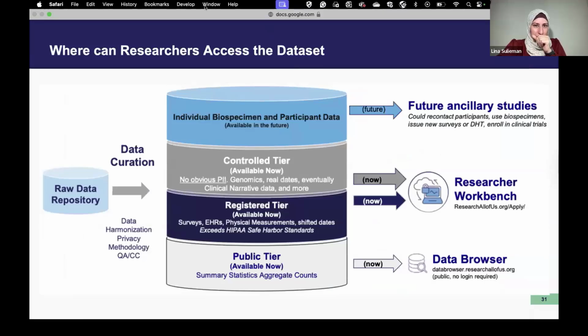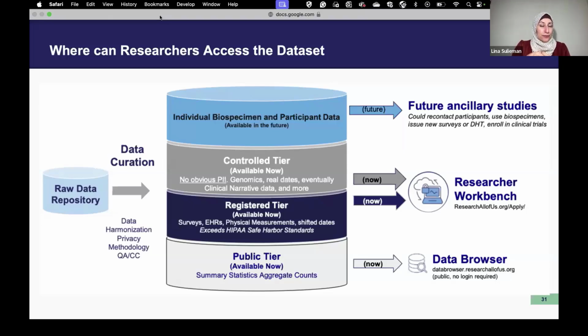All right, now we're going to talk about the different access tiers that are available for you as a researcher. The first tier that we have is the public tier. The public tier is available for everyone, so you don't need to register or sign up for the All of Us program. But one of the downsides is that it provides only summary statistics or aggregate counts. So you're not going to be able to know exactly how many people. Again, we said we round up to the nearest 20 bucket.